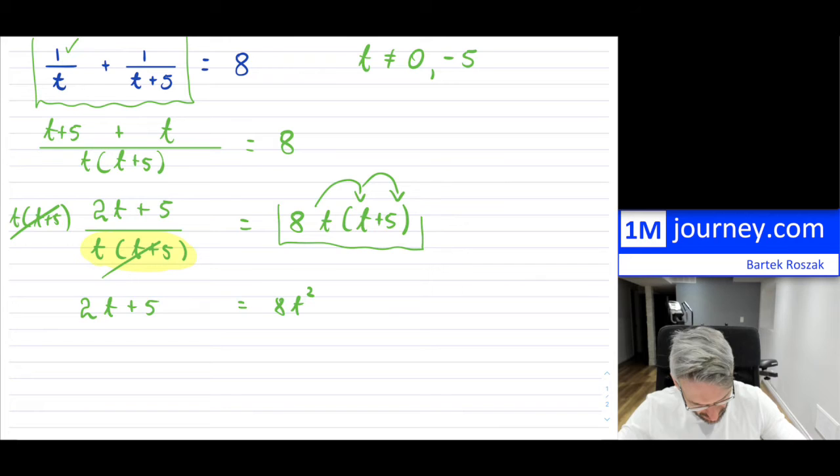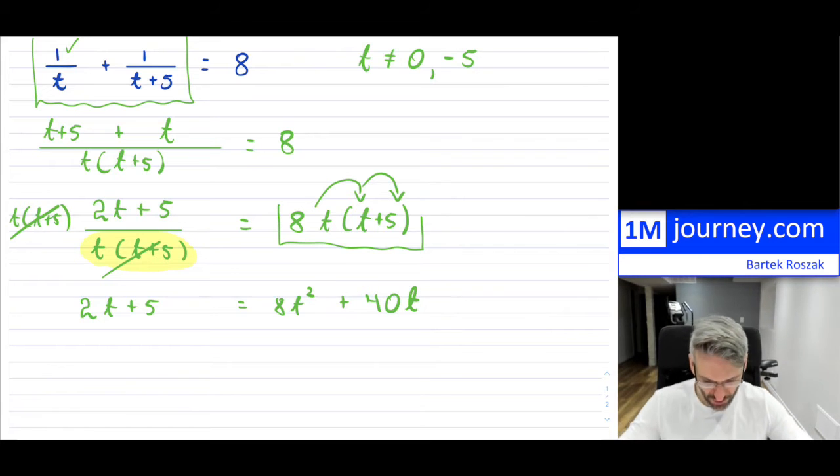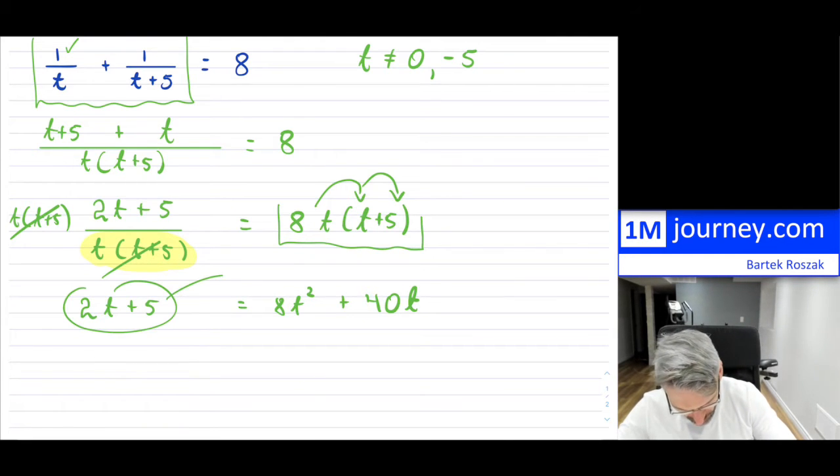So I'm just distributing that across there, plus then 8 times 5, which is 40t. Okay, so this is what I would have. So clearly, this is now just a polynomial, and it goes back to, okay, can I solve polynomials? So I can bring all of these to one of the sides. So let me move this one over to this side.